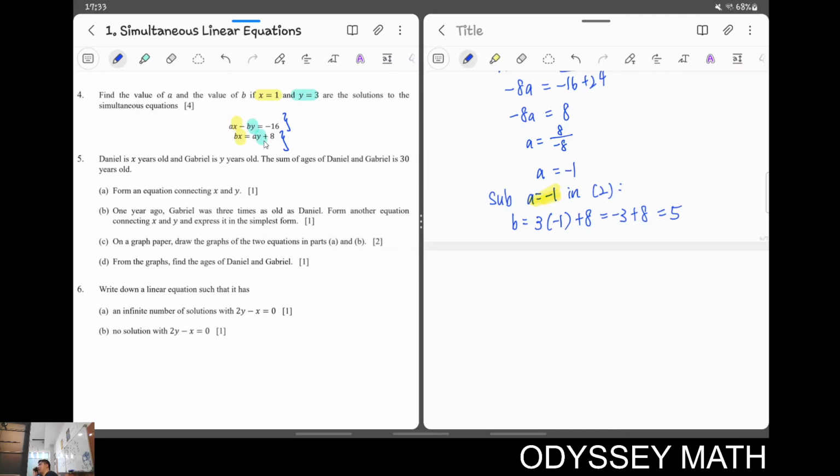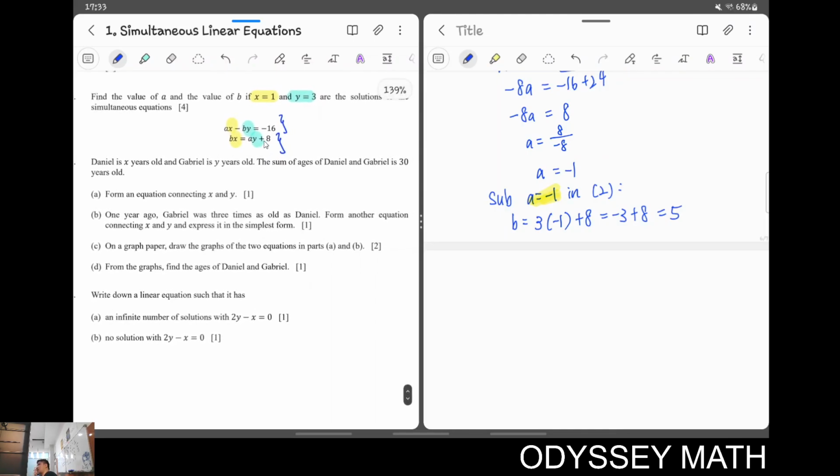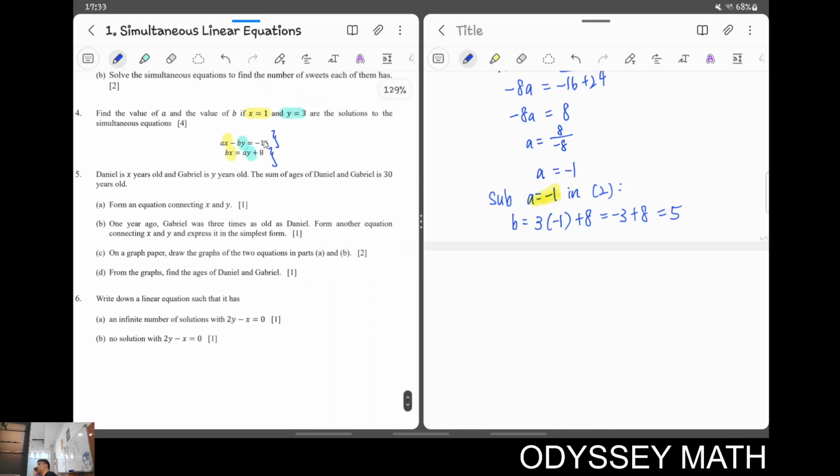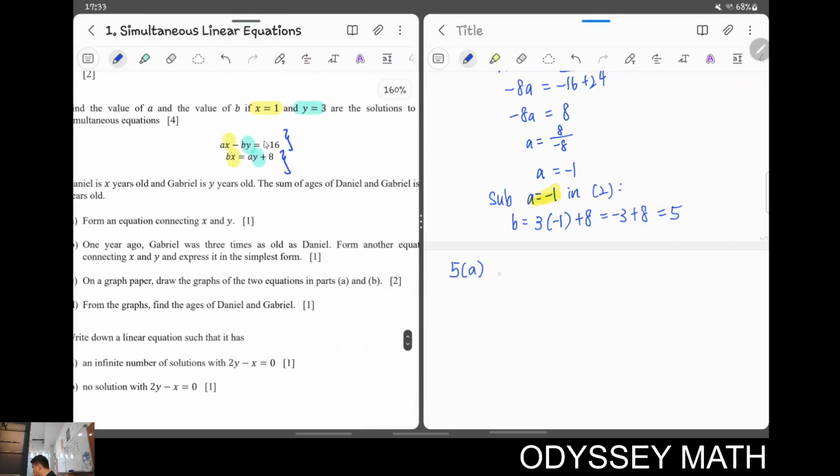Question 5. Daniel is X years old and Gabriel is Y years old. The sum of ages of Daniel and Gabriel is 30 years old. I believe that everyone knows how to do part A. Form an equation based on this information connecting X and Y. So we know that X plus Y equals to 30. Write that down. I think it's pretty simple and straightforward.